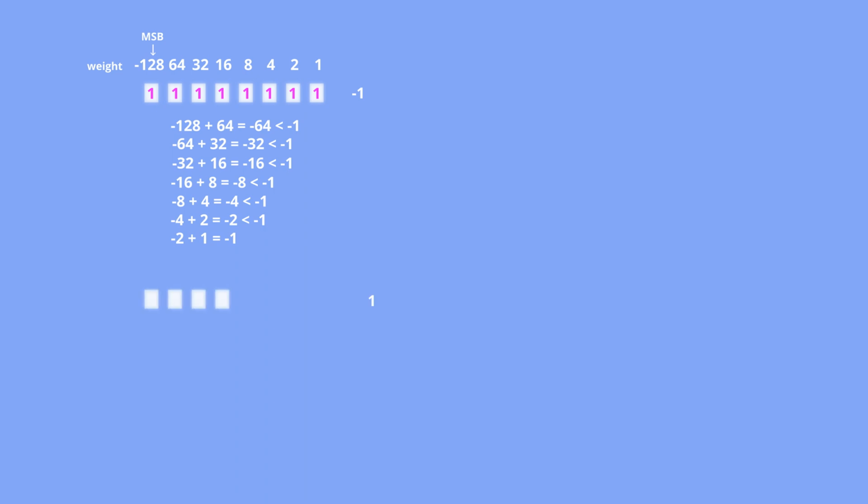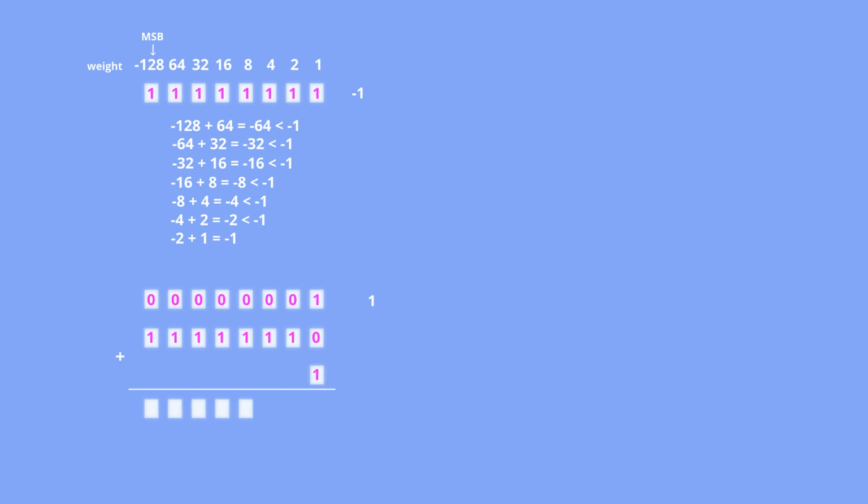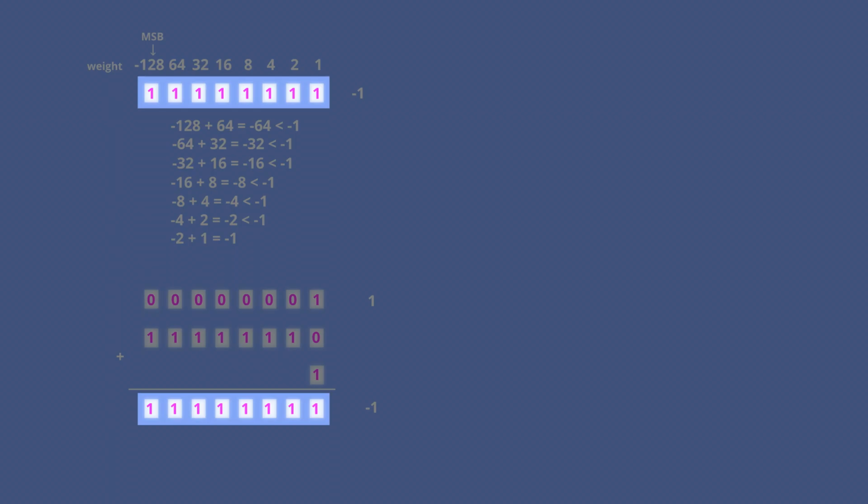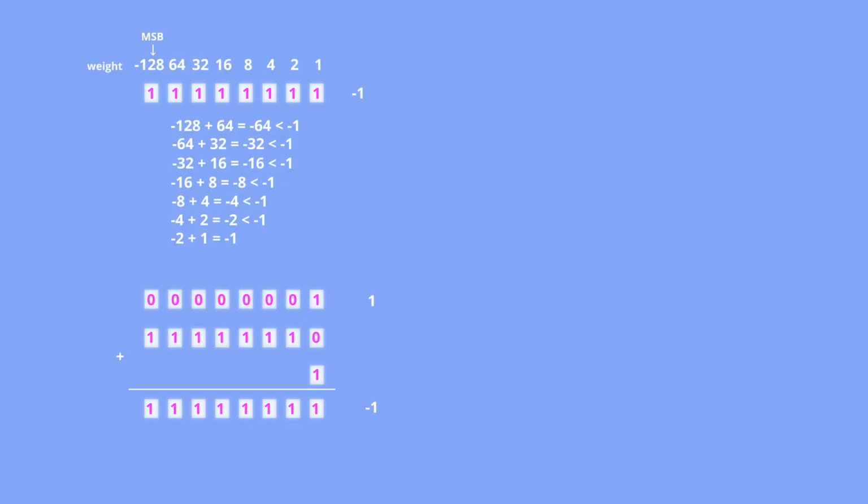Now let's check this result with the previous algorithm. Let's invert all bits and add 1. The results of the two different methods are identical. As you can see, we have all ones in the 8-bit 2's complement representation of negative 1. It's not just a coincidence.